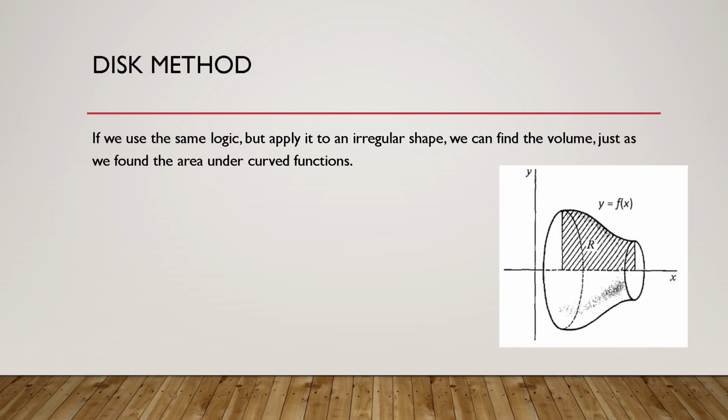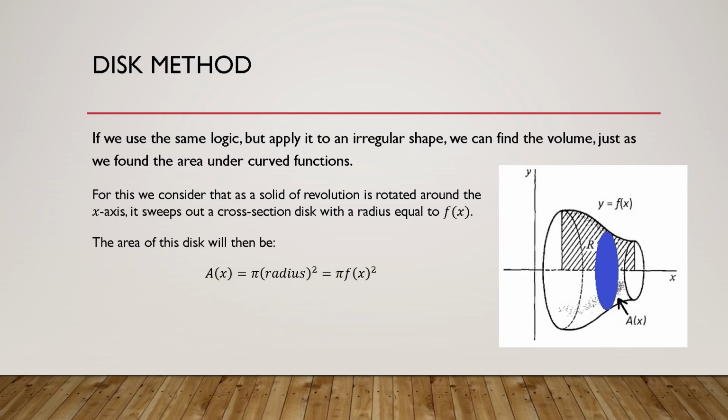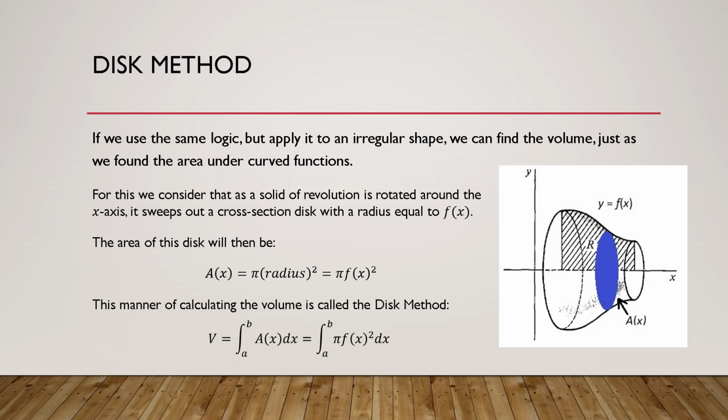If we use the same logic, but apply it to an irregular shape, we can find the volume, just as we found the area under curved functions. For this, we consider that a solid of revolution is rotated around the x-axis, but sweeps out a cross-sectional disk with a radius equal to f of x. The area of this disk will then be A of x equals pi times the radius squared, which equals pi times f of x squared. This manner of calculating the volume is called the disk method. V equals the integral from a to b of A of x dx, or the integral from a to b of pi f of x squared dx.